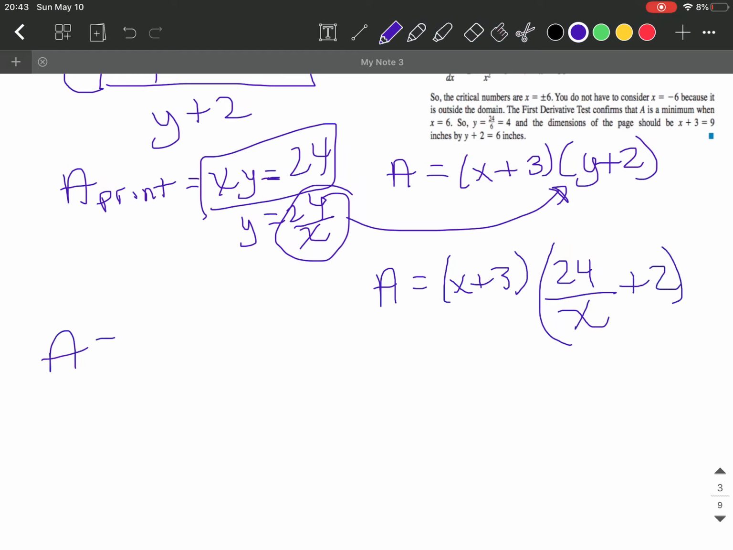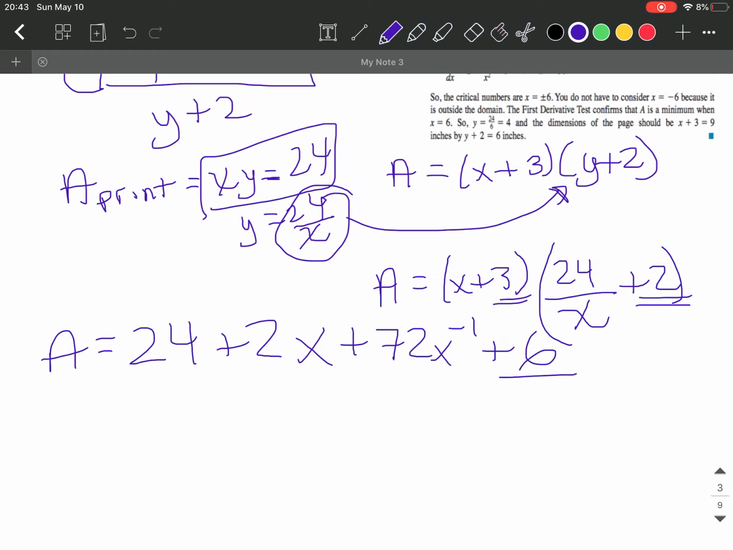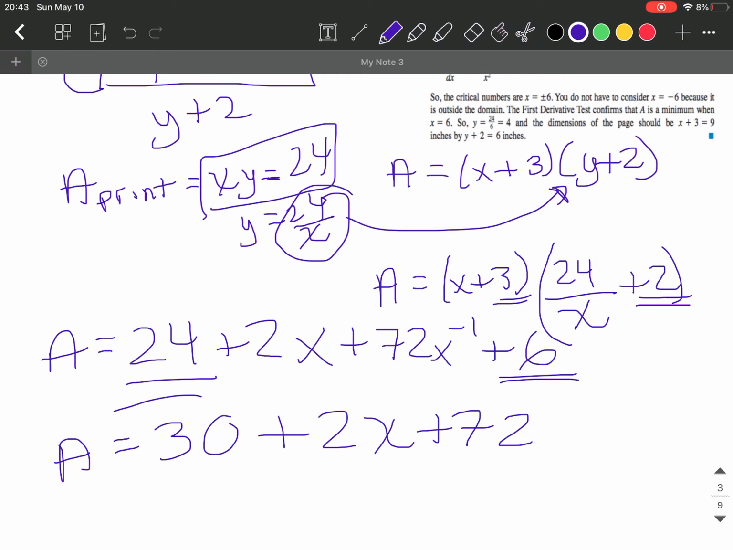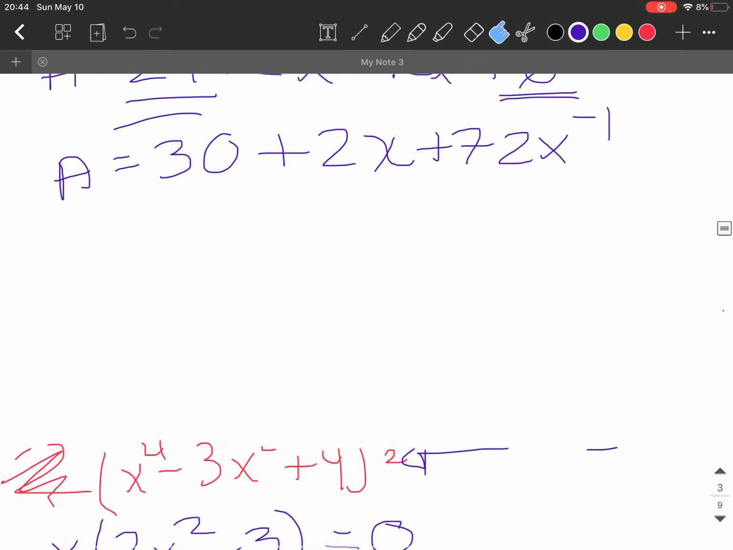Then you would FOIL that. X times 24 over X is just 24. X plus 3 times 24 over X is 3 times 24, 72 over X, which is 72X to the negative 1. I'm just going to write it that way because it's going to be easier to derive. And 3 times 2 is 6. I'm going to add the 6 to the 24. And then I am going to derive.